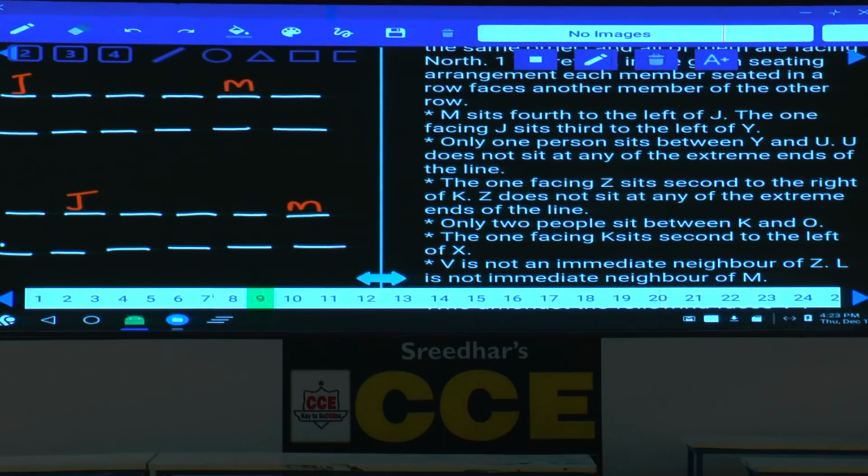And the one who is facing J sits second to the left of Y. The one who is facing J sits second to the left of whom? Of Y. This person is seated second to the left of Y, hence Y must be here. Next, only one person between Y and U. Between Y and U, how many persons are there? There is only one person, hence U will be here.